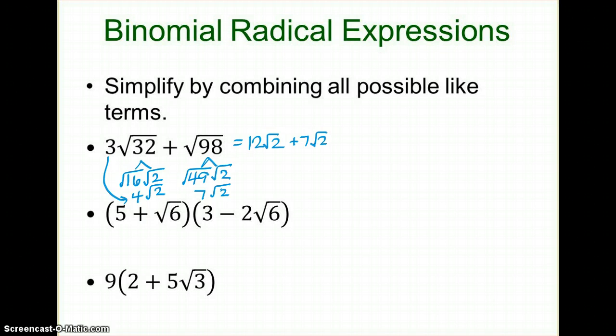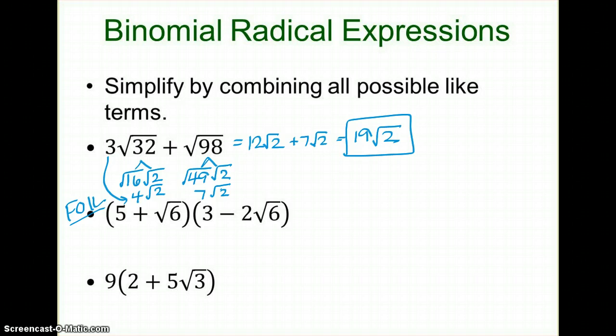All right, when I combine them together, now they look like terms. So I have 12 square root 2 and 7 square root 2 are actually going to give me 19 square root 2 for my final answer. Okay, now the next example, I'm doing a multiplication here. I'm actually multiplying 2 binomials together. And so what this means is I'm going to be using FOIL, my distributive property, to multiply them together.